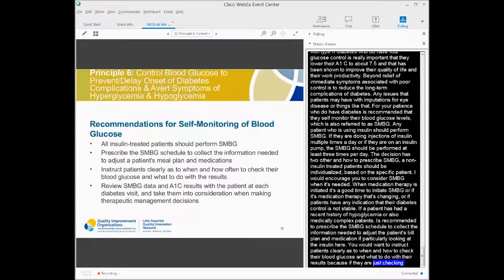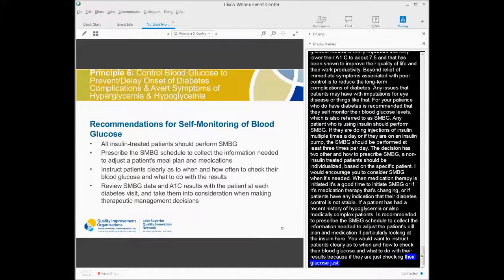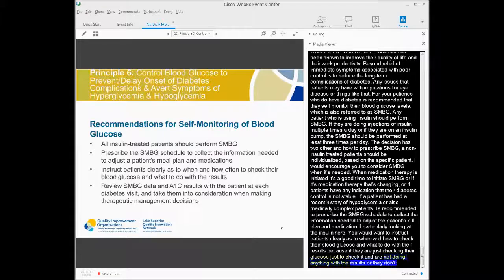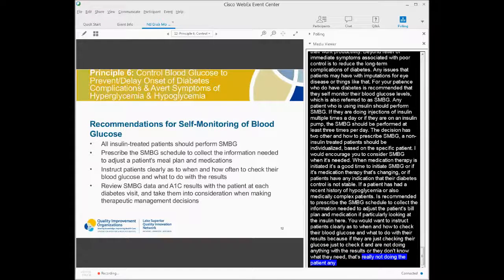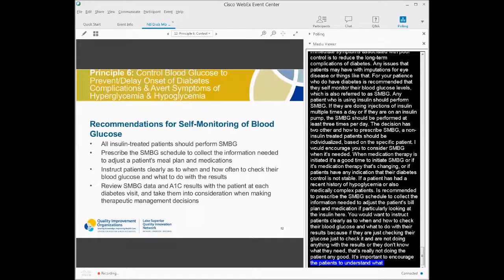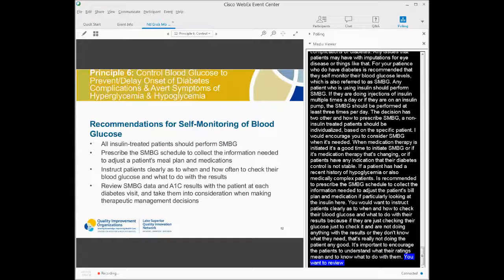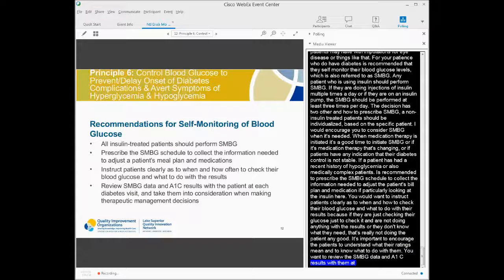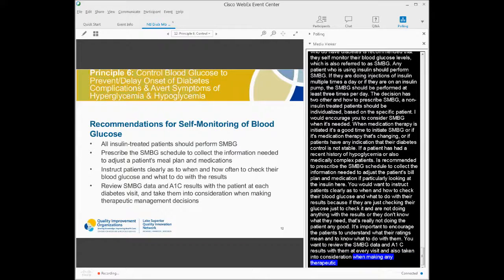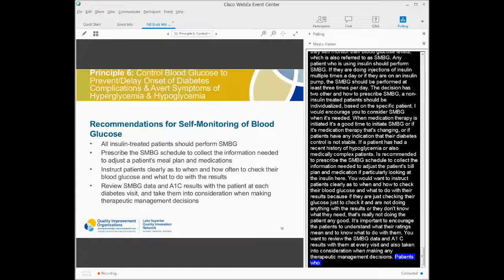So it's really important to encourage the patients to understand what their readings mean and to know what to do with them. You want to review the SMBG data and the patient's A1C results with them at every diabetes visit, and also take them into consideration when making any therapeutic management decisions. So people with diabetes perform SMBG as a tool to help improve glycemic control. So patients who do understand what their readings mean are really utilizing this as a tool to get their blood sugar under control.